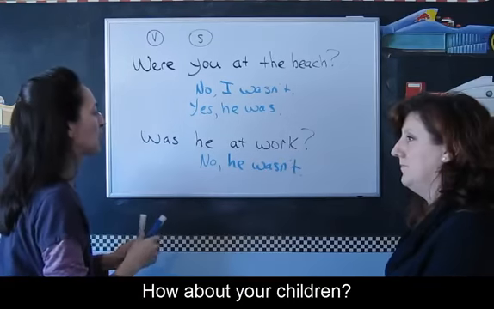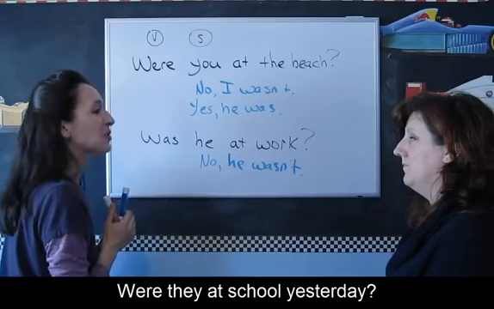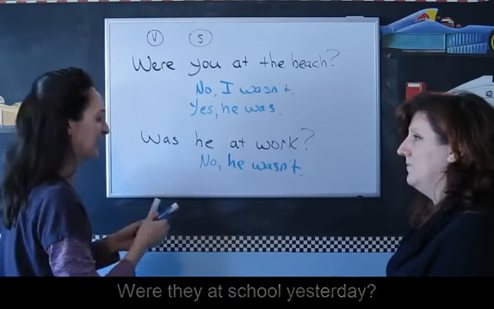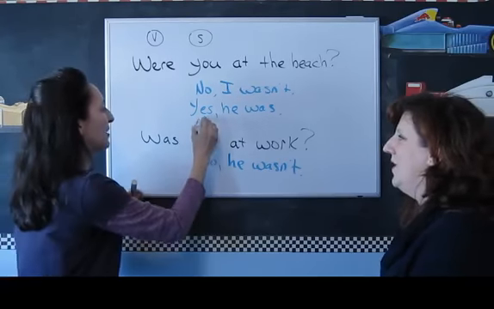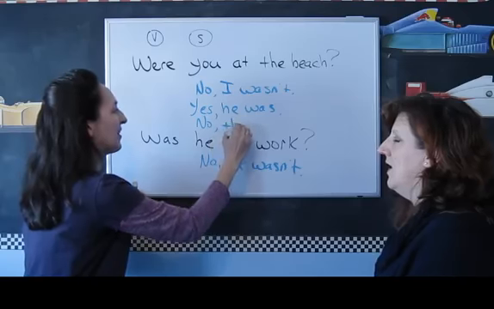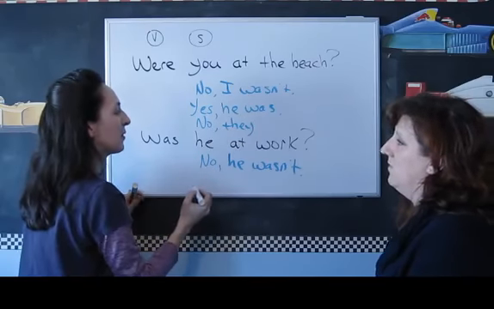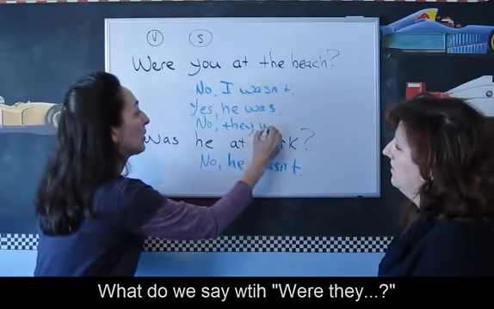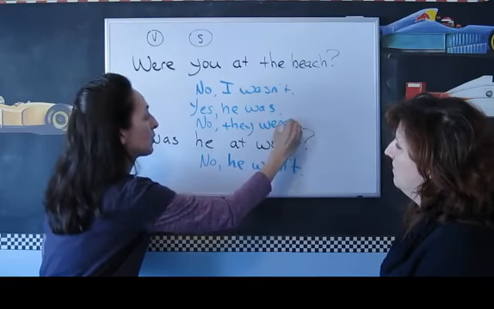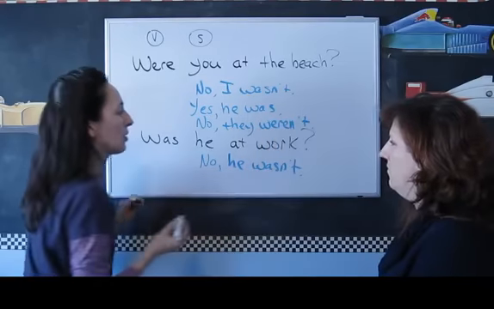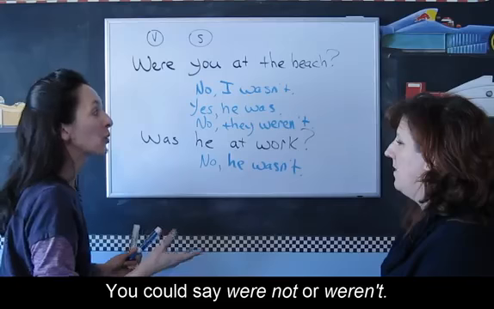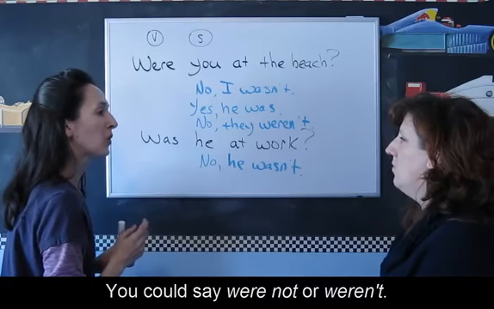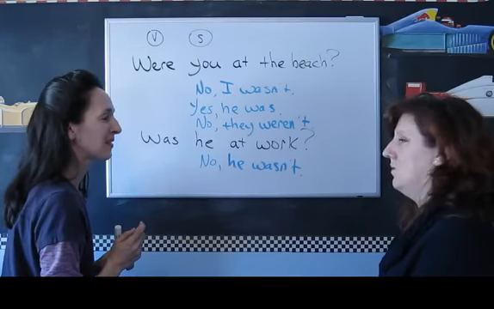How about your children? Were they at school yesterday? No. What do we say with were they? No, they weren't. Were not. You can say were not or weren't. No, they weren't. Very good.